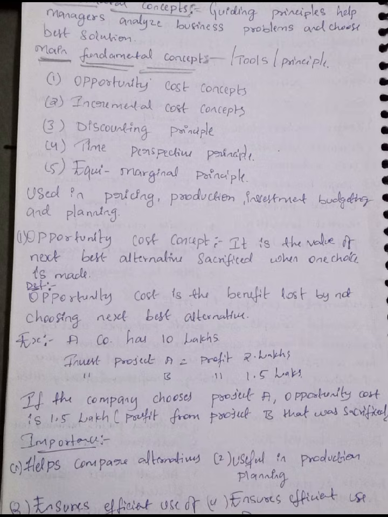If the company chooses project A, the opportunity cost is 1.5 lakh, the profit in project B that was sacrificed. So project B is sacrificed, right? Now, importance, let's talk about the importance.